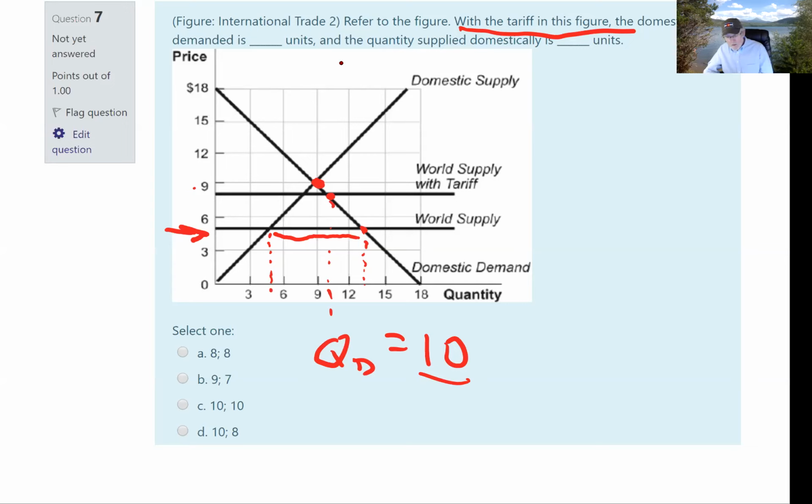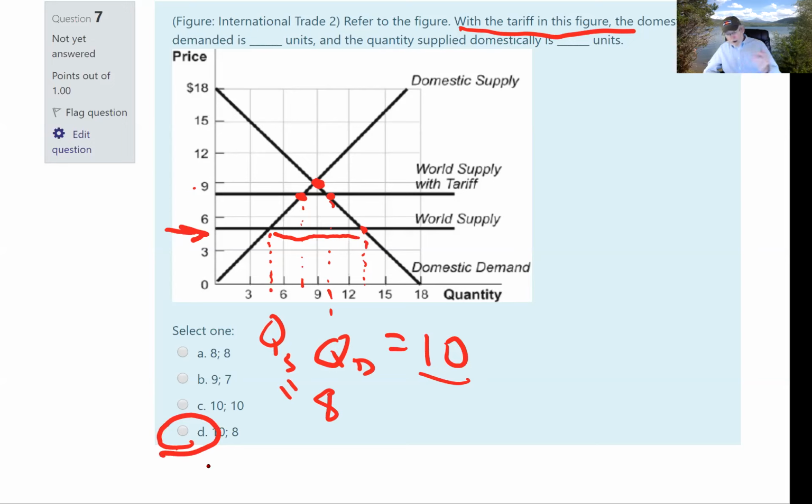We also want to know the quantity supplied domestically. Now, again, at the new price of about $8, how much will producers want to supply? We read over to the domestic supply curve, we read down, and that gives us the domestic quantity supplied, and that's a little bit below 9, so it looks like it's about 8. Okay, so our first part was 10, quantity supplied is 8, so that would be the answer here.